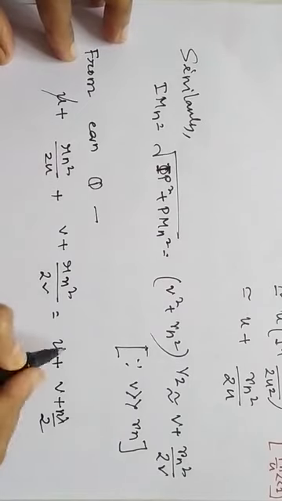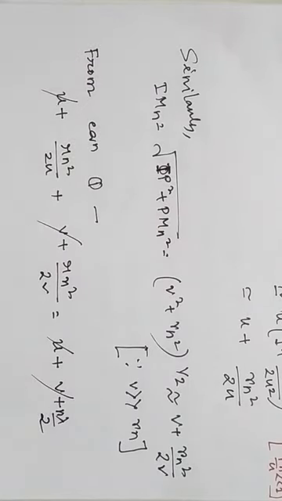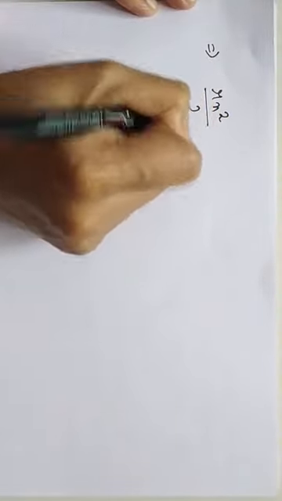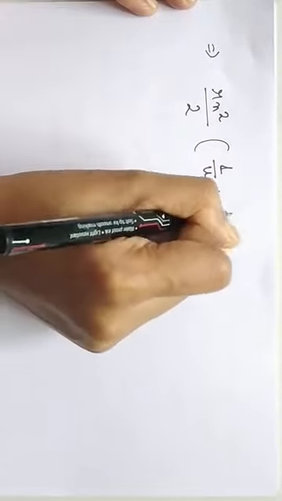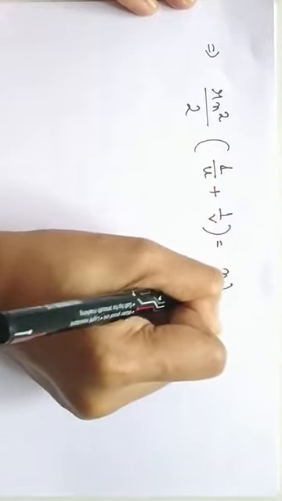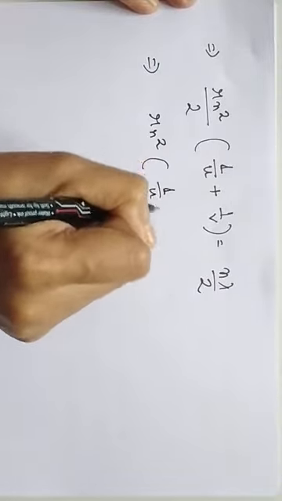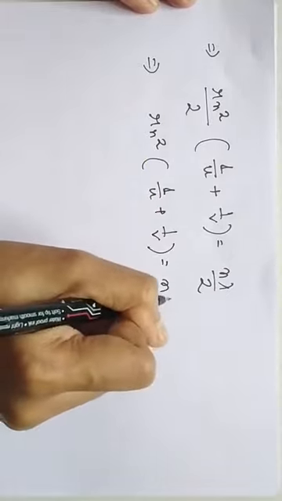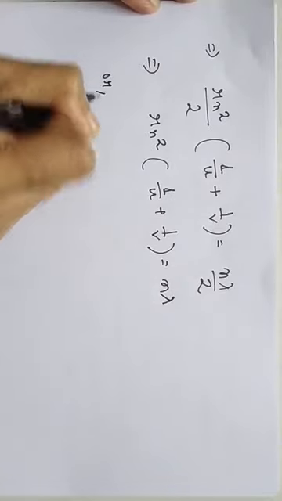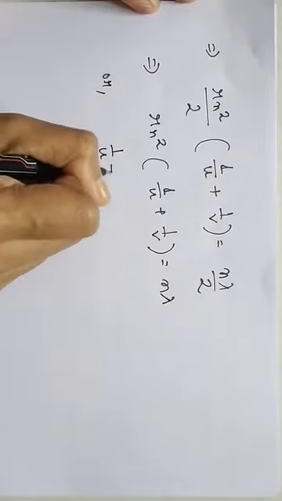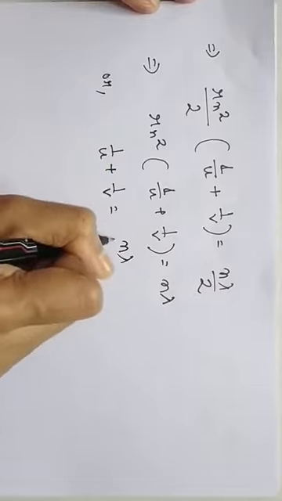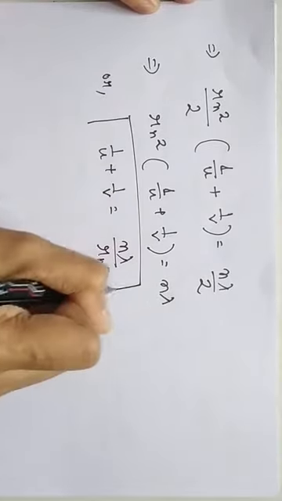So now this u and v will be cancelled from both sides. On the left hand side, if you take rn square by 2 common, then rn square by 2 times (1 by u plus 1 by v) equals n lambda by 2. Therefore rn square times (1 by u plus 1 by v) equals n lambda, or 1 by u plus 1 by v equals n lambda by rn square.